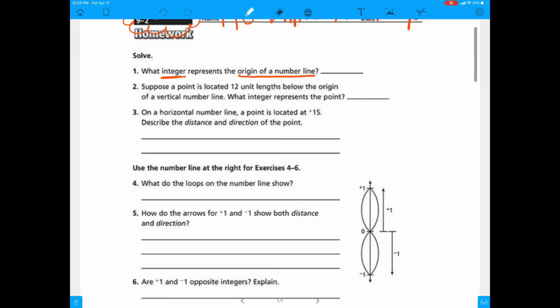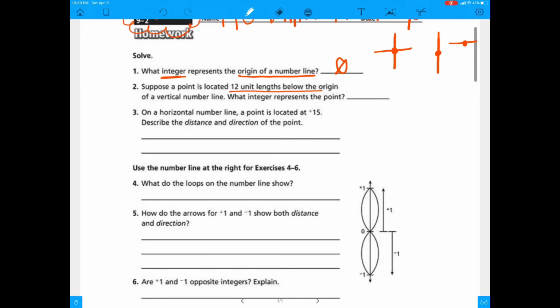So what integer represents the origin? Origin is the beginning. Where do all numbers begin? In this case, like I'm drawing on these four quadrants, there's the center, a vertical number line and a horizontal number line. Where I'm drawing is the origin, it's zero. It's just like a superhero origin story. Where do they begin? Zero.